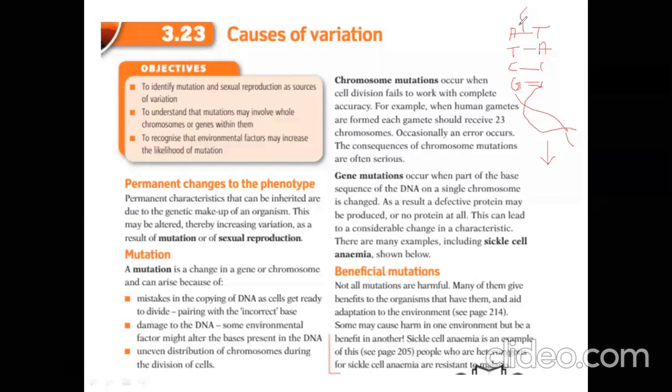These two strands will separate from each other. Am I clear? When they separate, each strand will act as a template for the formation of another strand of DNA. So this is one original strand, and this is the other original strand. With this one, T, A, G, C will be formed, and with the other, A, T, C, G. You can check that both new DNA molecules are similar to the original DNA.